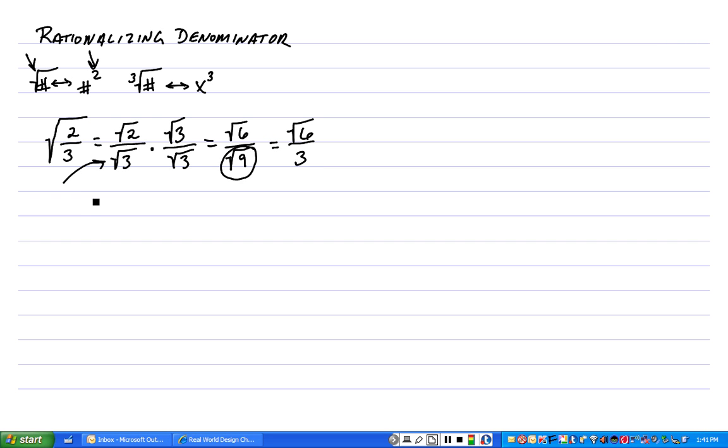Let's look at another problem. Let's say we have square root of 5 over square root of 8.